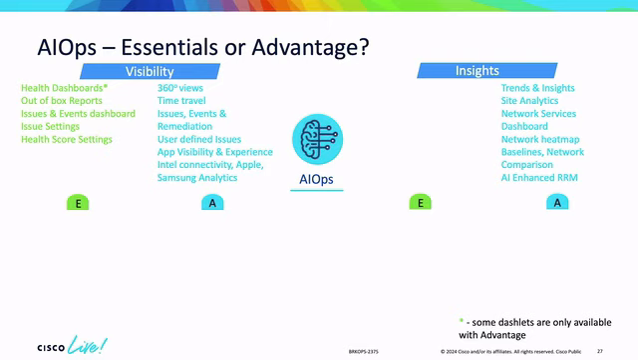On insights again, you don't have much insight when you just have Catalyst Center Essentials. However, with Advantage, you will have visibility into the trends and insights in your network. You can perform baselining. You can perform peer and site comparison of the health of your networks. You will be able to leverage the network heat map for better monitoring and troubleshooting of your wireless networks. And you can also use the AI-enhanced RRM capability to better align your radio resources.